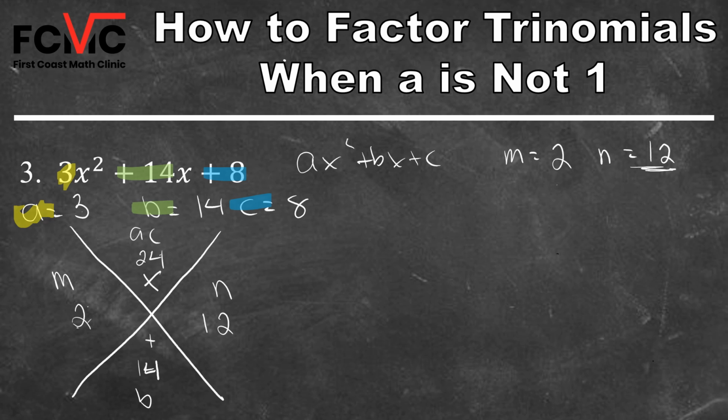So now we can replace our value here. We can replace that middle value with 2 and 12. So we'll do 3x squared plus, and I'm going to put the 12x here, plus 2x plus 8.